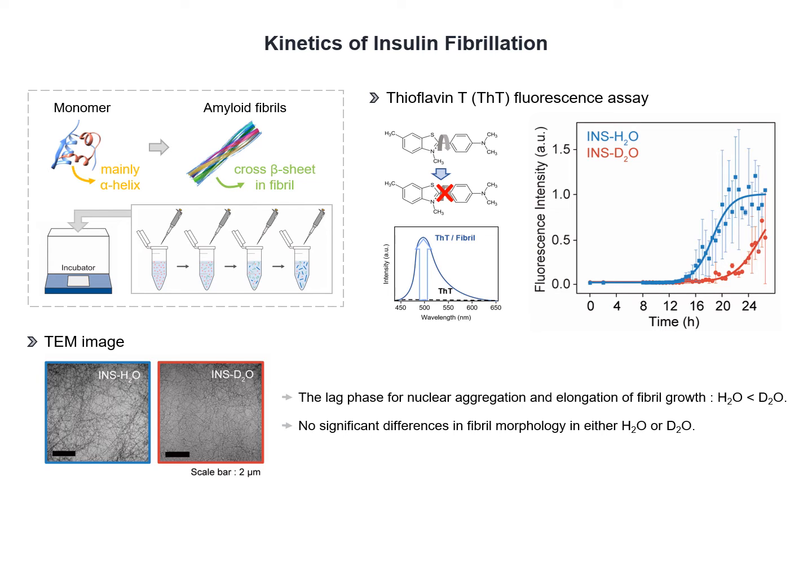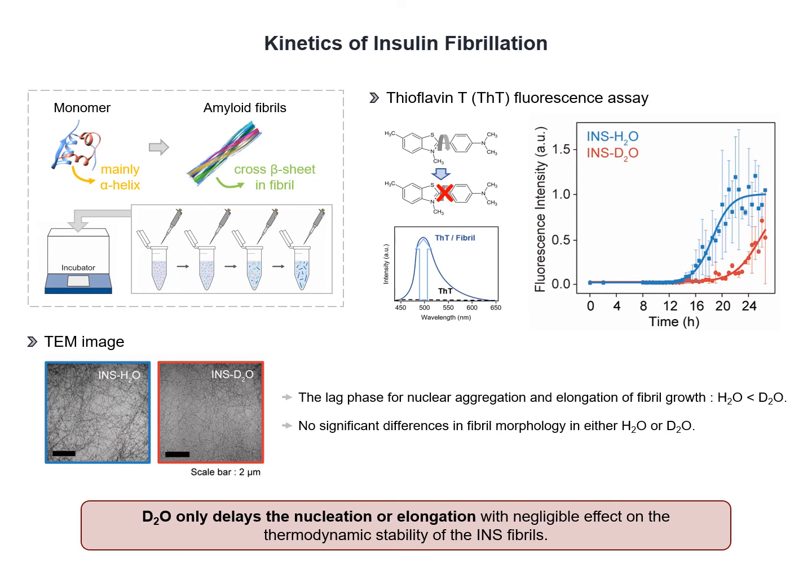Insulin was used for the study because it shows evident secondary structural change during the fibrillation process. The insulin fibrillation process was accelerated through incubation, and samples were extracted at regular time intervals to observe changes during the fibrillation process. First of all, we confirmed the difference in the fibrillation mechanism and kinetics of insulin in water and heavy water through thioflavin T fluorescence and TEM images. These two results indicate that heavy water only delays the nucleation and elongation of insulin but does not inhibit fibril formation itself.